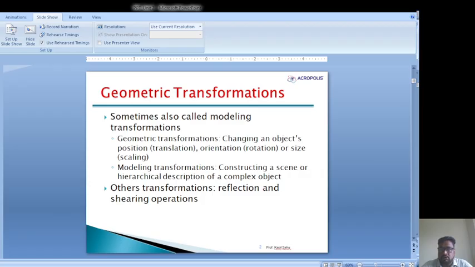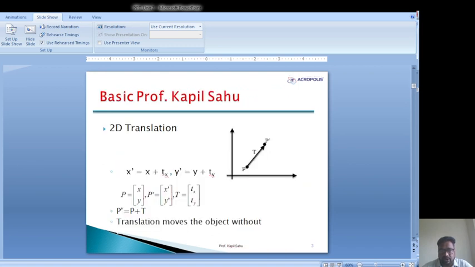Before starting the other forms of the transformation, we just need to focus on the basic type of the transformation, that is geometric transformation. So first one is the translation.